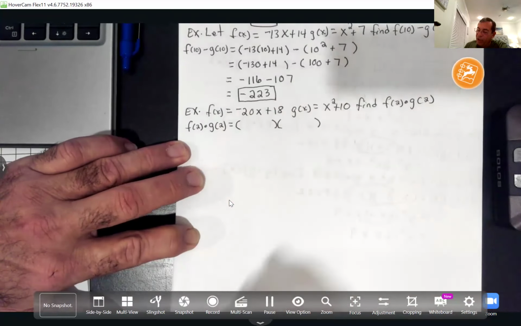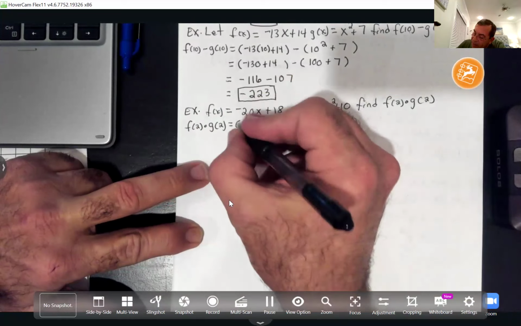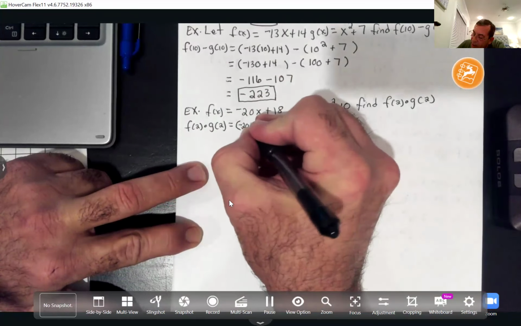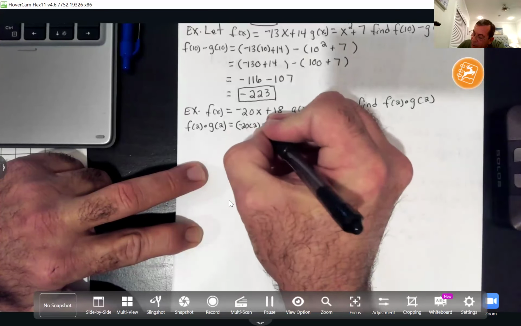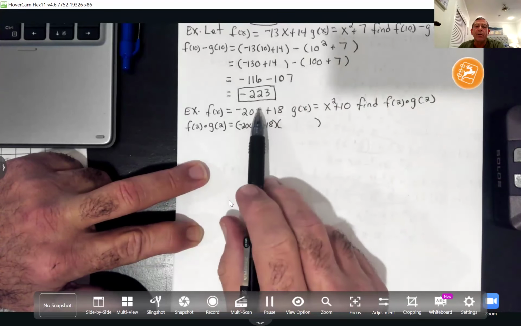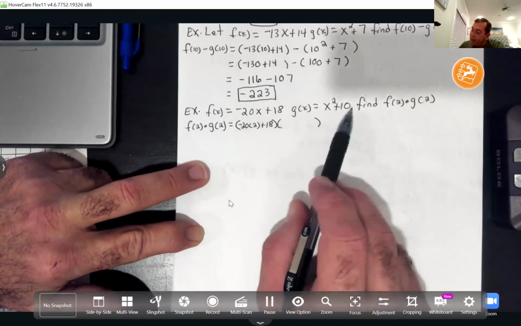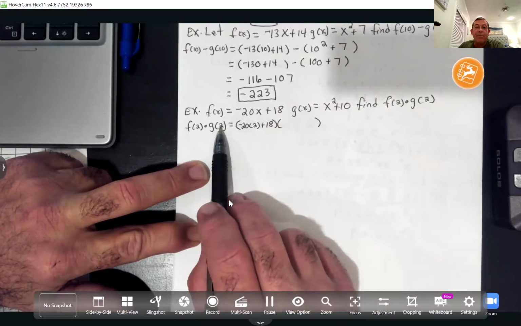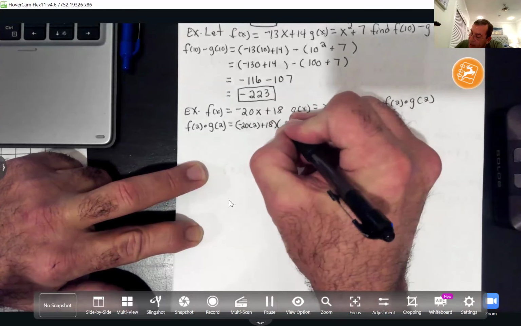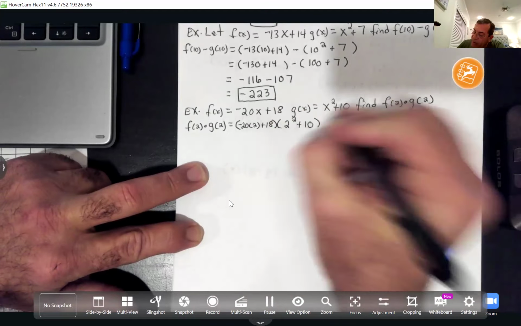times my g. So let's put a 2 in for the x on f. We get negative 20 times 2 plus 18. Okay, so it looks just like f of x, except we're putting in a 2. Now, g of x was x squared, and I got to put a 2 in for that. So that'll give me a 2 squared plus 10.